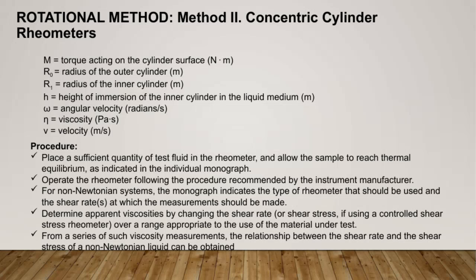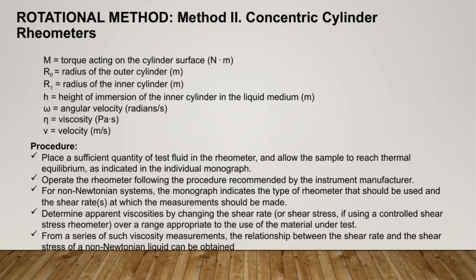Let's walk through the procedure for using a rotational method with concentric cylinder rheometers. First, you'll need to place a sufficient amount of test fluid into the rheometer and allow the sample to reach thermal equilibrium. This step is crucial because consistent temperature conditions ensure accurate viscosity measurements. You can check for equilibrium as indicated in the individual monograph for your specific material. Next, operate the rheometer according to the manufacturer's recommended procedure. It's important to follow their guidelines closely to ensure proper functioning and reliable data.